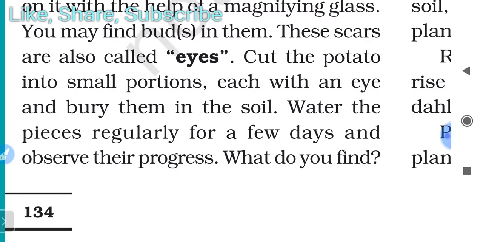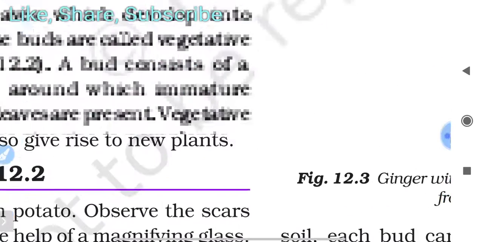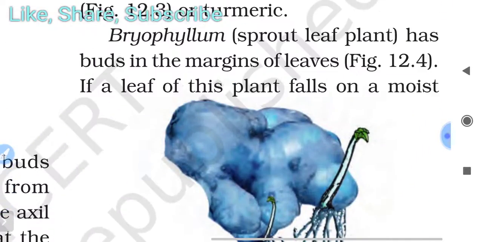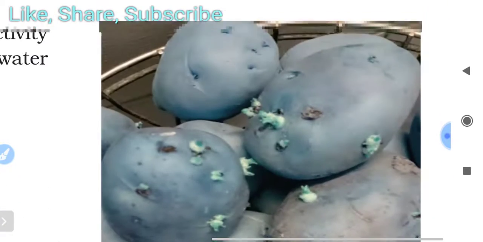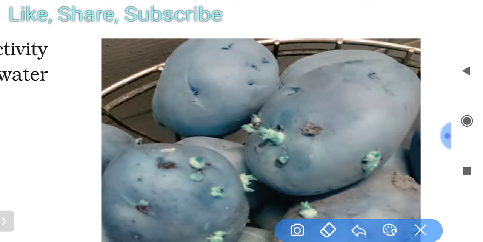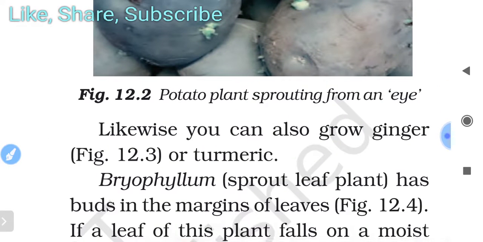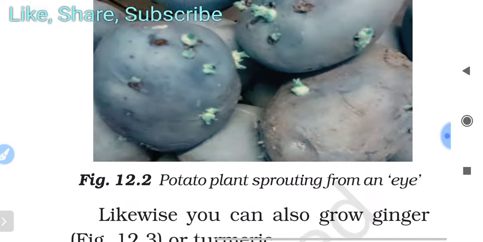Okay, so what do you find, students? First, I will show you what these scars are. These small structures are scars. After some days you will find this type of structure. Likewise, you can also grow ginger or turmeric. Okay, the potato plant starts sprouting. You will find sprouts.